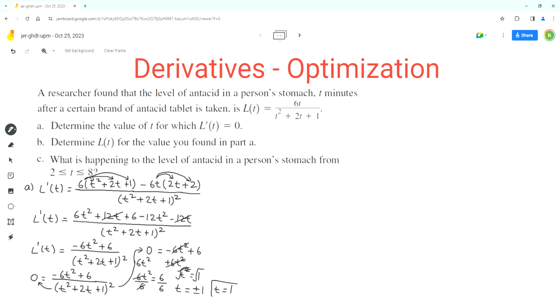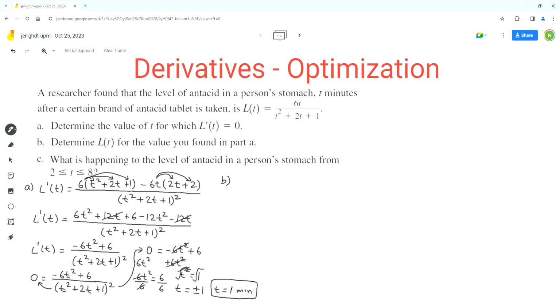So that means for this given function L(t), the derivative is equal to 0 at t equals 1 minute, because that's the given unit of time. So this should be the final answer for part A. So now we can do part B.